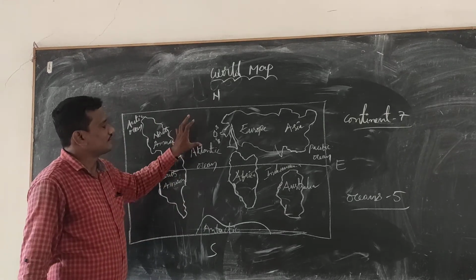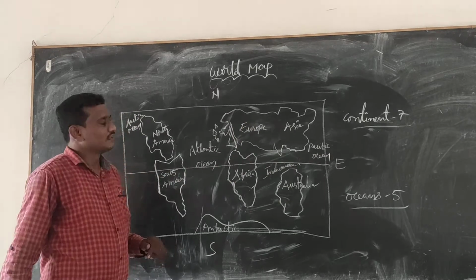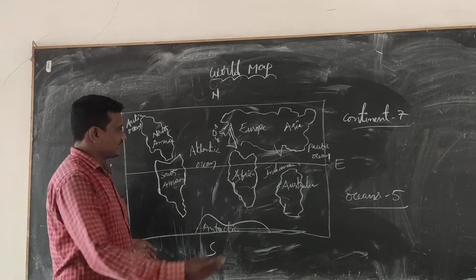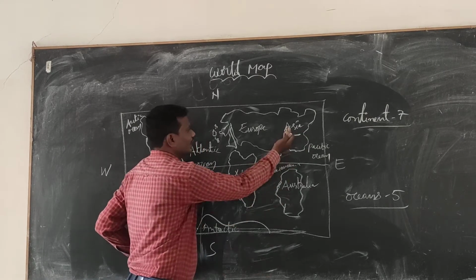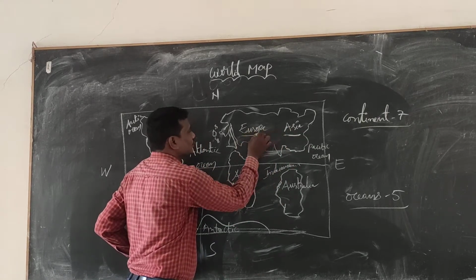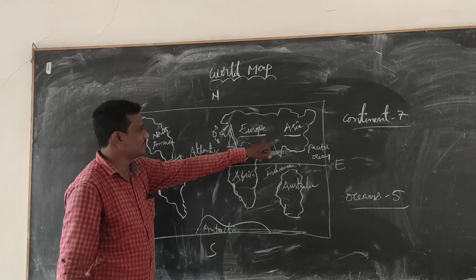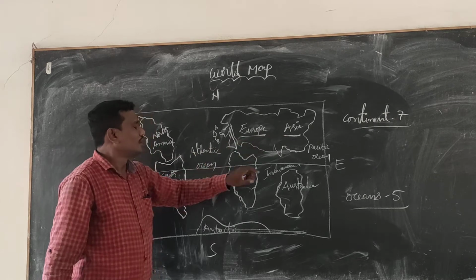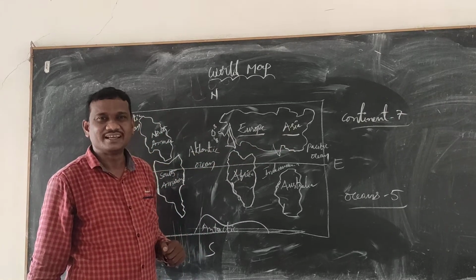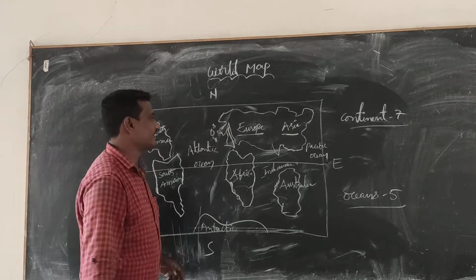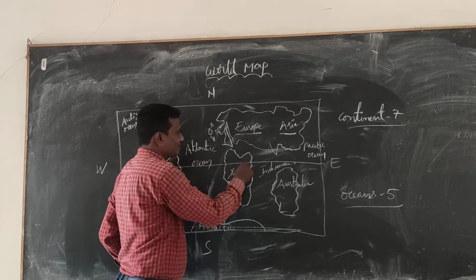Here, there are 7 continents from the eastern corner. The eastern part of the world map, first, Asia. Asia's opposite, Europe. You see, children, Asia, Europe. Asia is the largest continent in the world. Asia's opposite Europe. Come down, Europe down.